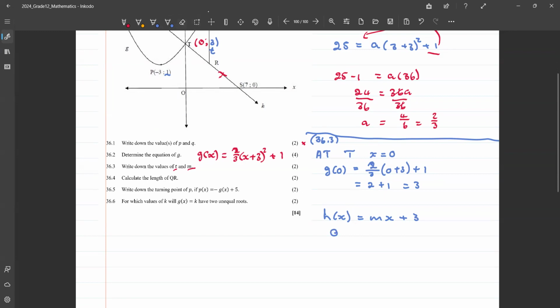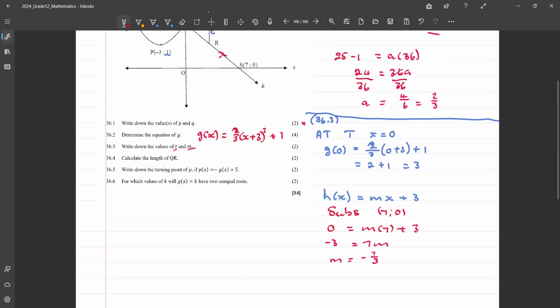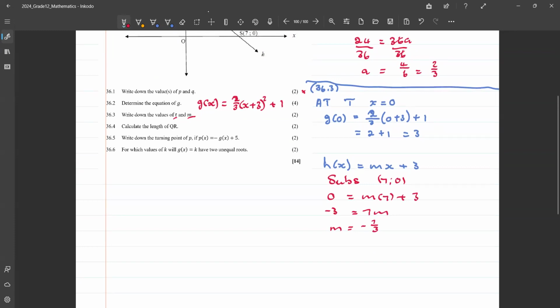Let me write that for you to remember. We are then going to substitute the coordinates of S, point 7 and 0. And then we get 0 equals m into 7 plus 3. We then transpose 3 to the other side. We get negative 3 equals 7m. Divide by 7. We get m equals negative 7 over 3. Now, we have found the values of m and t, and we are sorted.